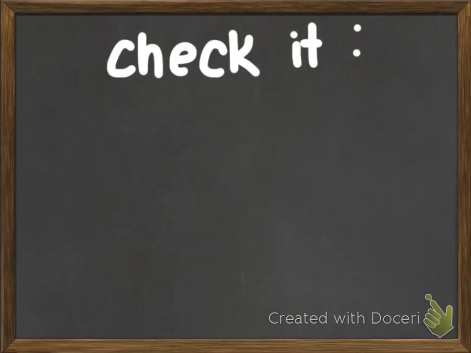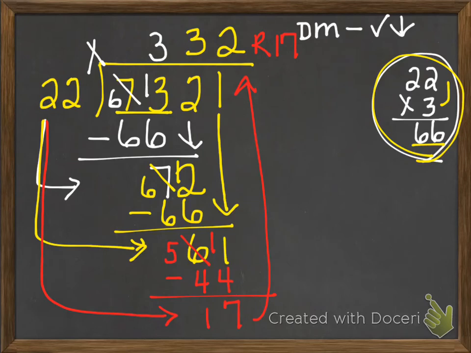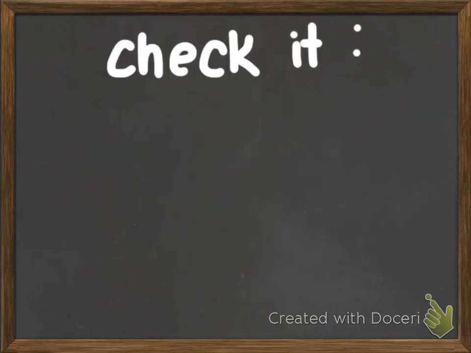Now, of course, we're going to check it. And in order to check it, I'm going to multiply 332 times 22. So 332.